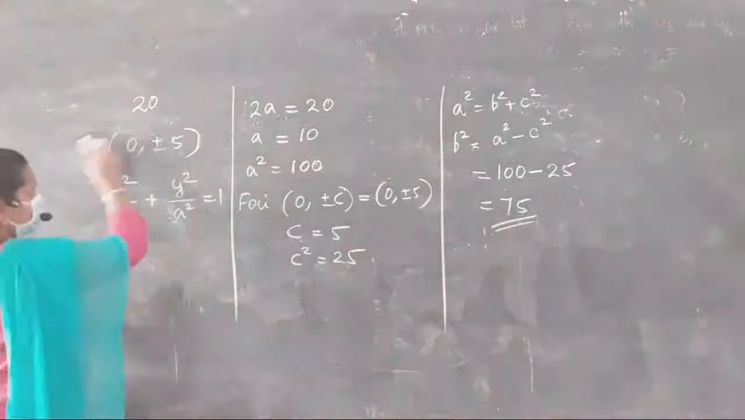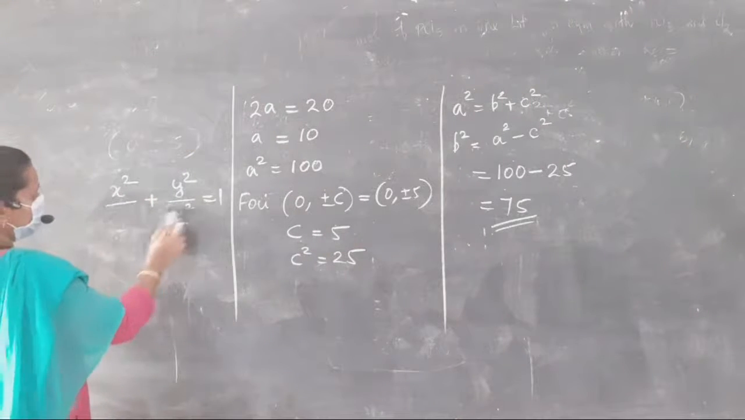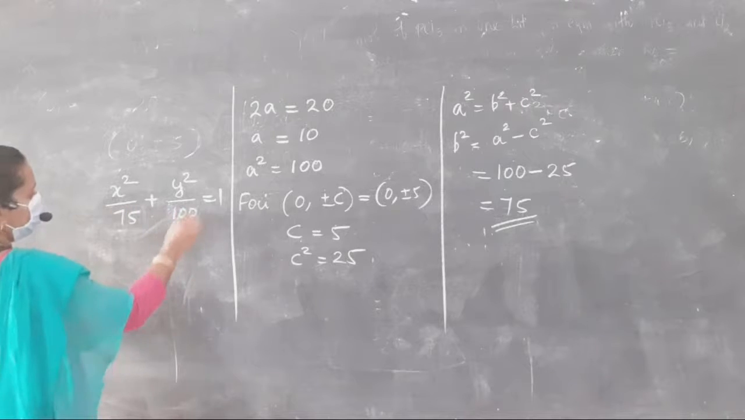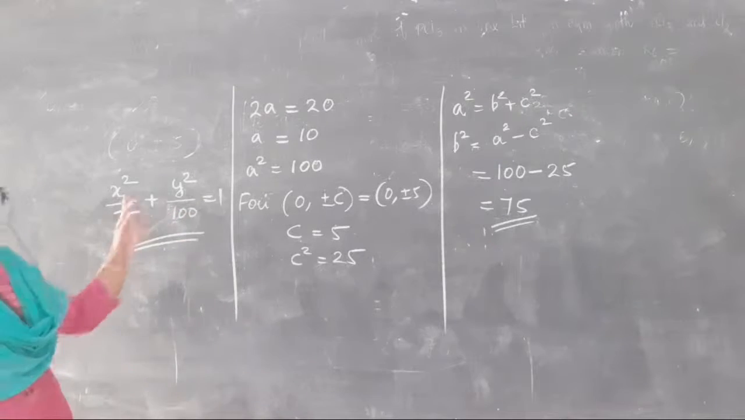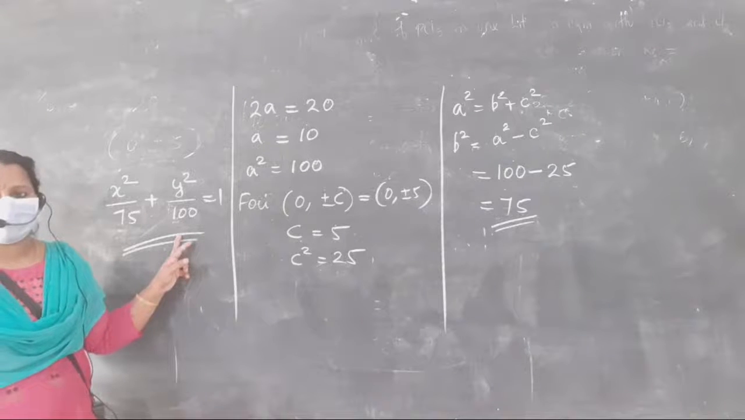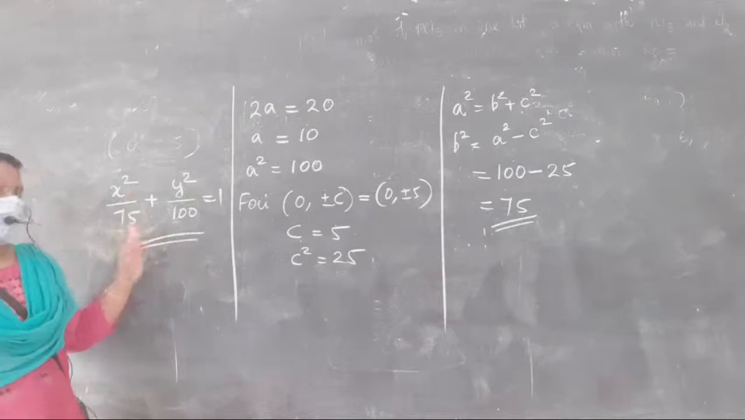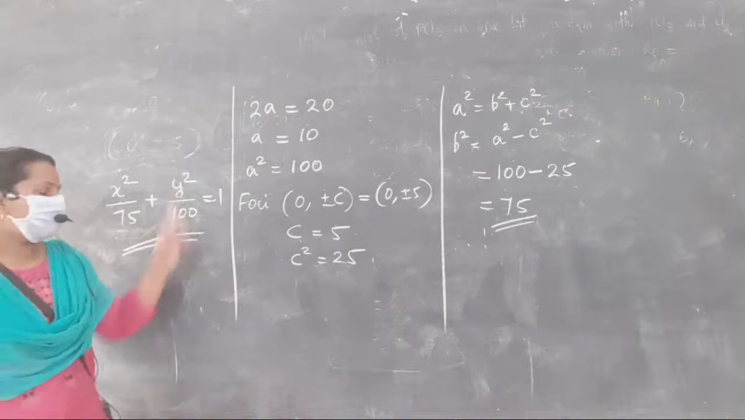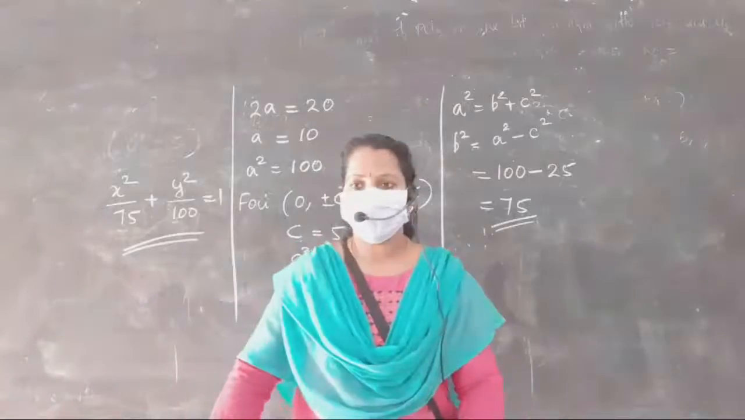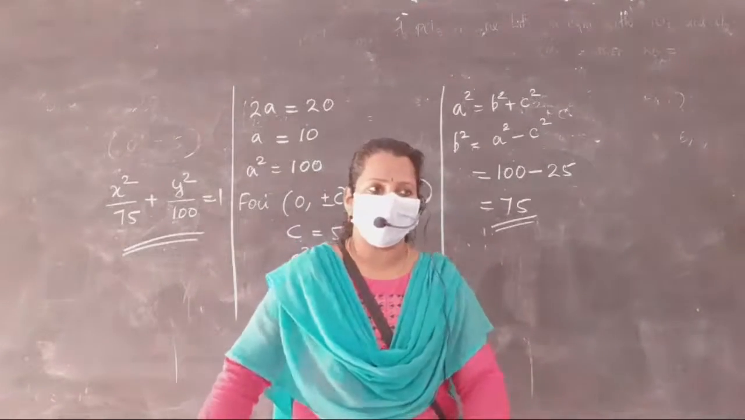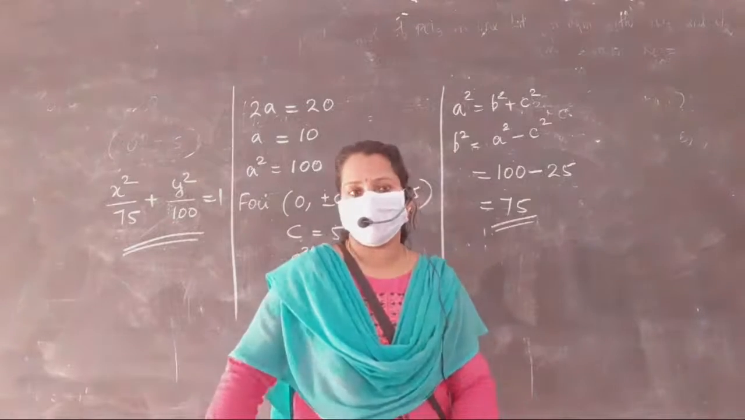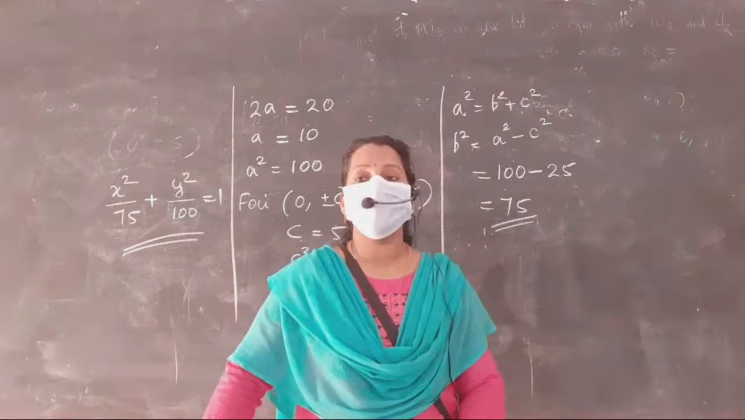Okay, what's the equation? x square by 75 plus y square by 100 equal to 1. That is the equation of the ellipse. We will try the remaining questions too. Then next will be hyperbola.